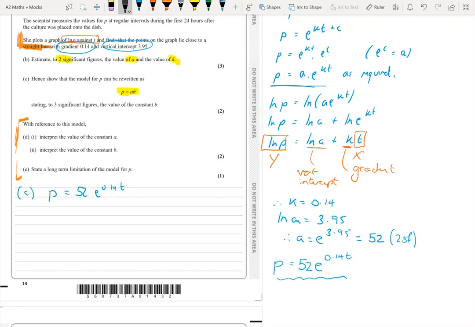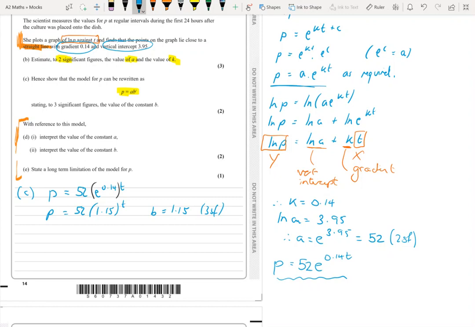And what the question's doing is grouping e to the power of 0.14. And on your calculator, if you type in e to the power of 0.14, you should get 1.15. So this P function is the same as 52 times 1.15 to the power t. So stating to three significant figures, the value of the constant b is 1.15 to 3SF. Okay, not the most useful thing to do, but it comes into the interpretation in a second.